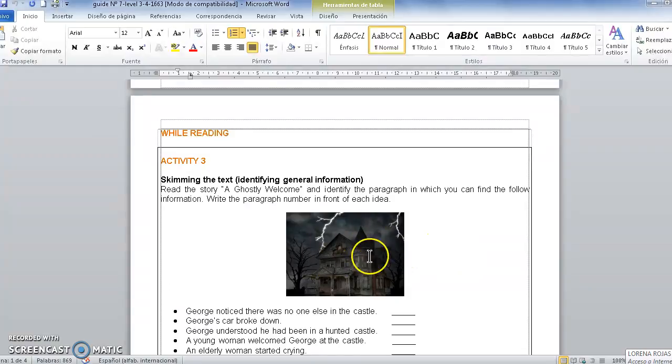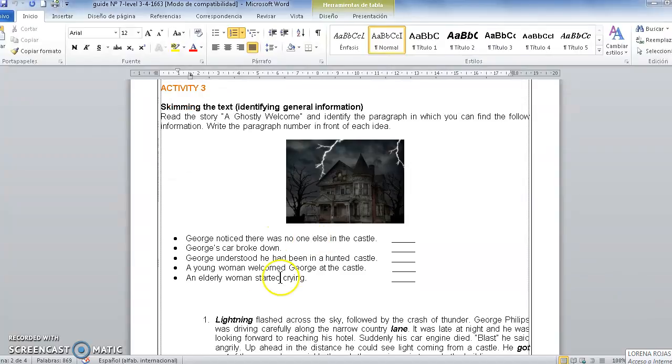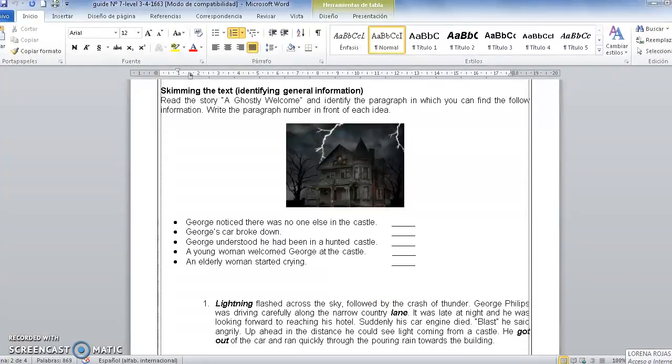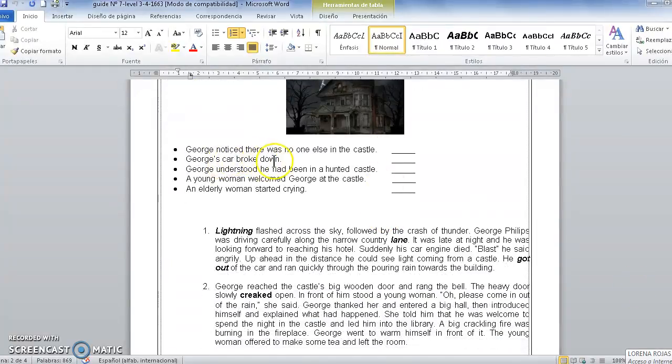Here is the picture. And the first activity, while reading activity, is actually activity number 3, but the first activity while you're reading the text, skimming the text. That means identifying general information. You read the story and identify the paragraph in which you find the following information. Here you write the paragraph number. All paragraphs are numbered here, and you write in front of the topic or the information, you write the paragraph number.